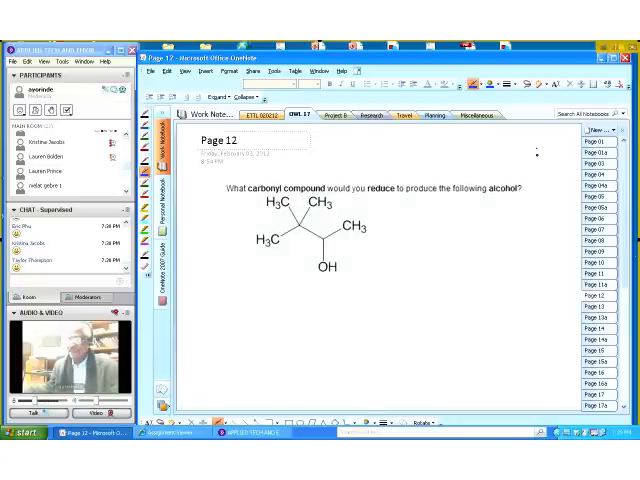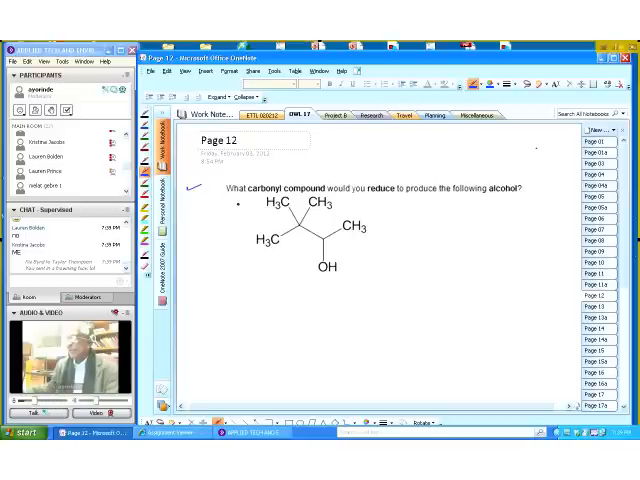Okay, let us. Okay, is there somebody out there that has a mic that has not spoken yet? Pick up the mic and read this question for us. What carbonyl compound would you reduce to produce the following alcohol? Okay, who was that? I did not get that person. Was that Lauren Bolden? Lauren, was that you? Okay. Oh, Christina. Oh, okay, Christina. Okay, very good. Okay, now. What carbonyl compound would you reduce to produce the following alcohol?